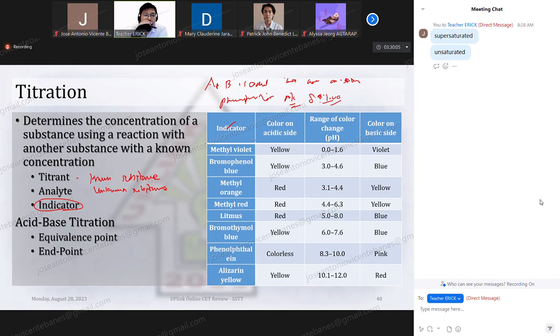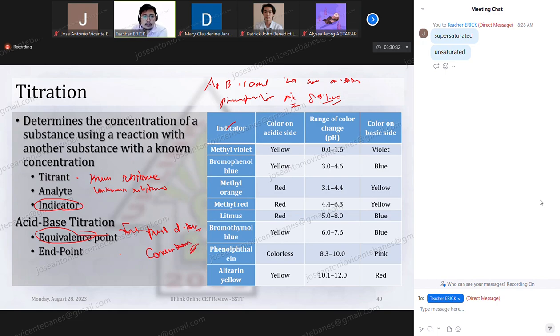And what are our titrations for? What is titration for? The acid-base titration has what you call the equivalence point, because with the equivalence point, you get the final point of reference to get the final concentration.